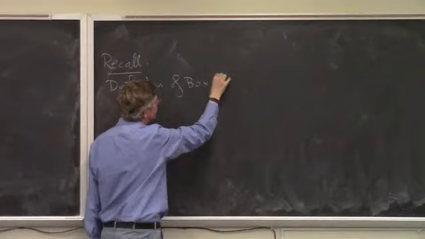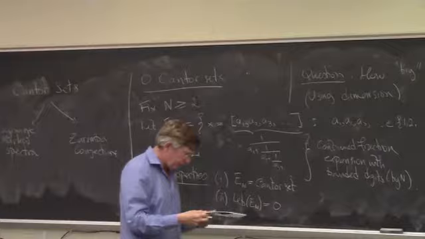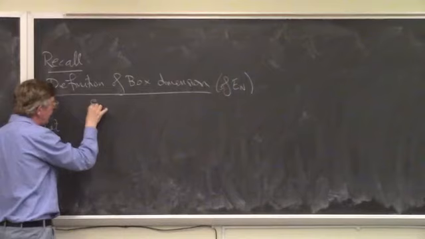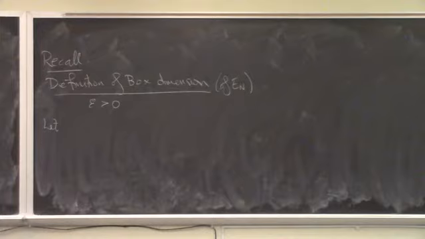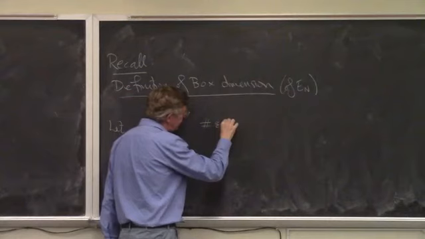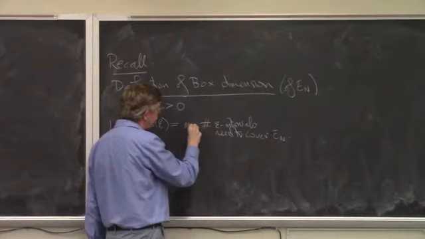So we want to associate some number to this Cantor set, which is going to tell us how large it is as a Cantor set. And the definition is reassuringly short, so it's the dimension of the set E_n. And so what we do is the following. We choose an epsilon greater than 0, which eventually is going to tend to 0. And then we look at the number of epsilon intervals, of length epsilon, needed to cover my set E_n. So this is the minimum number of such intervals.